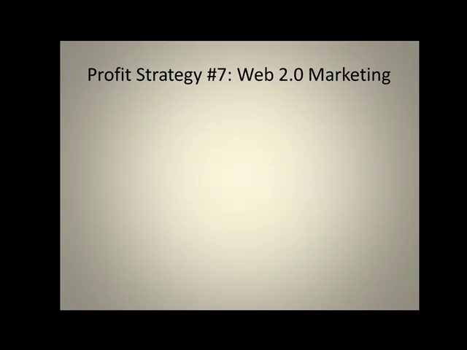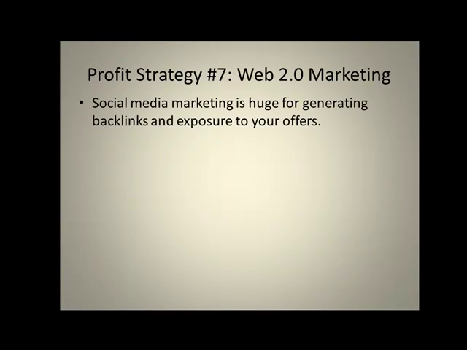Profit strategy number 7 is Web 2.0 marketing. Social media marketing is huge for generating backlinks and exposure to your offers, and it's something that, especially with the Google Freshness update and the latest Google Panda updates, Google likes to see links from relevant sources. They love social mentions of you, meaning mentions around social media type sites. It makes you look more credible, and also having fresh content put out there also will really give you a boost out there.